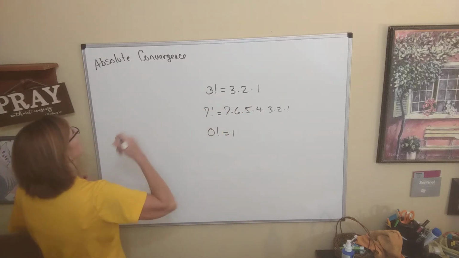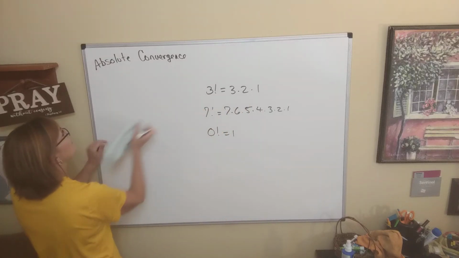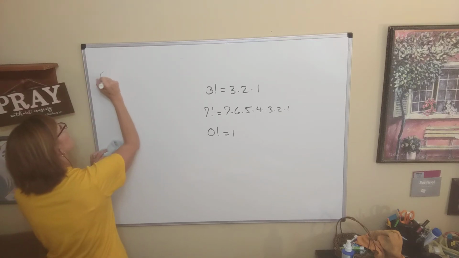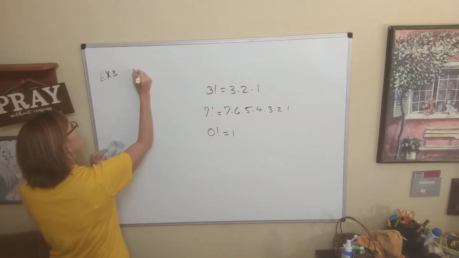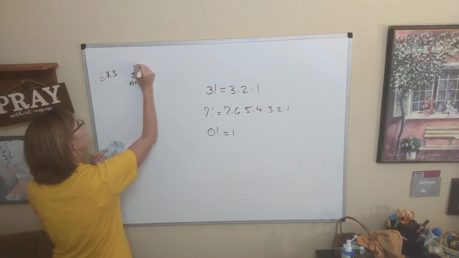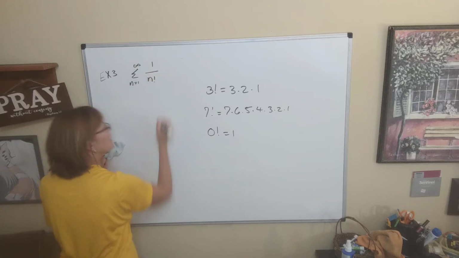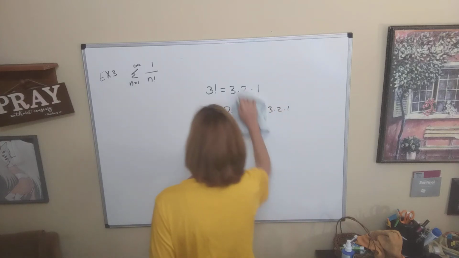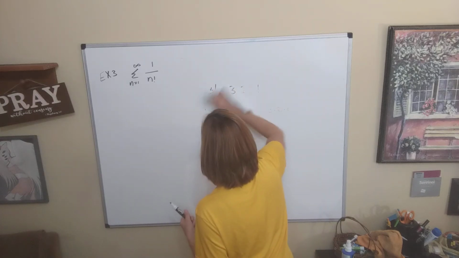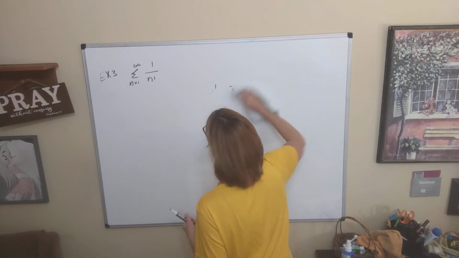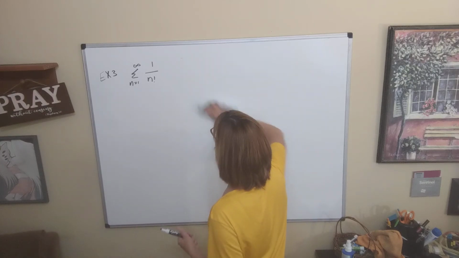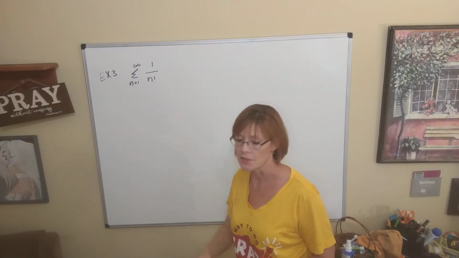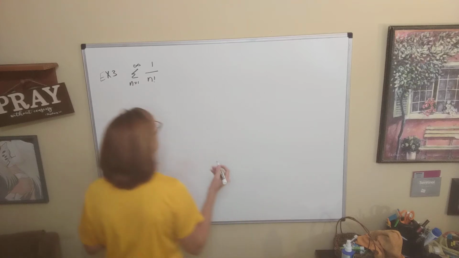So, convergent or divergent? Let's have a look here. Example 3. Is this sum, 1 over n factorial, convergent or divergent? Well, if it wasn't factorial and was just 1 over n, we know that is the harmonic series, and we know that it diverges. But I don't know about this, so let's do the ratio test.